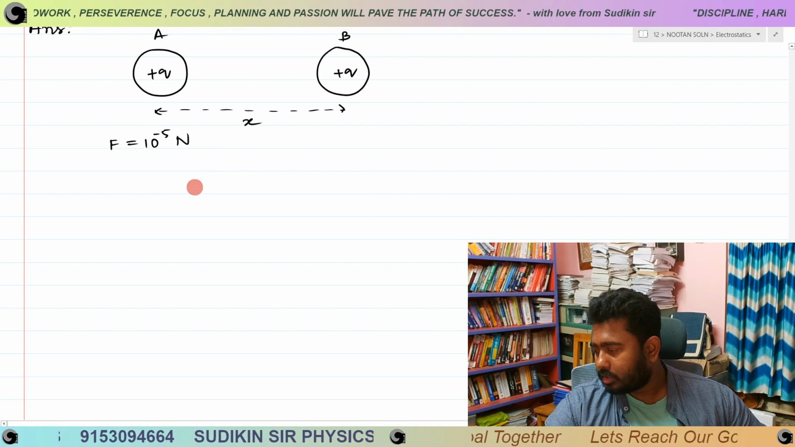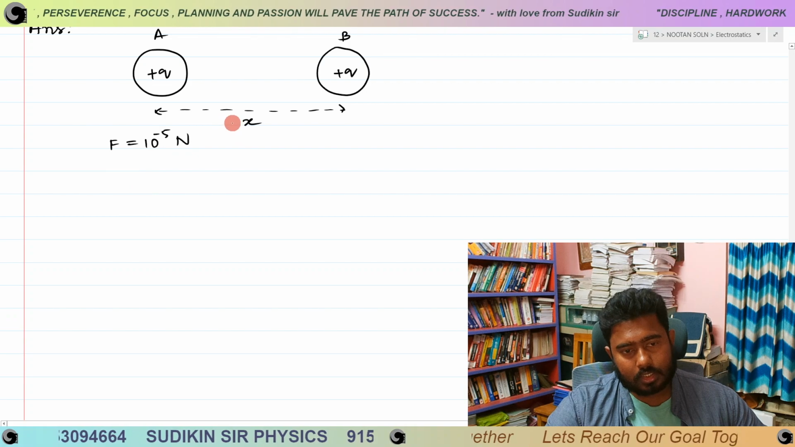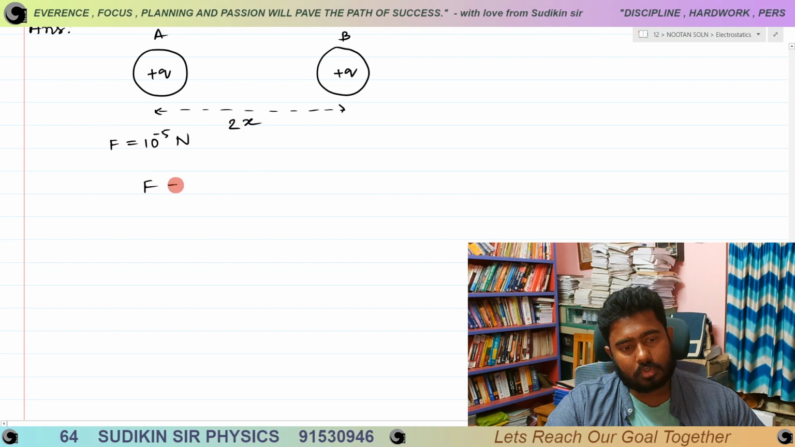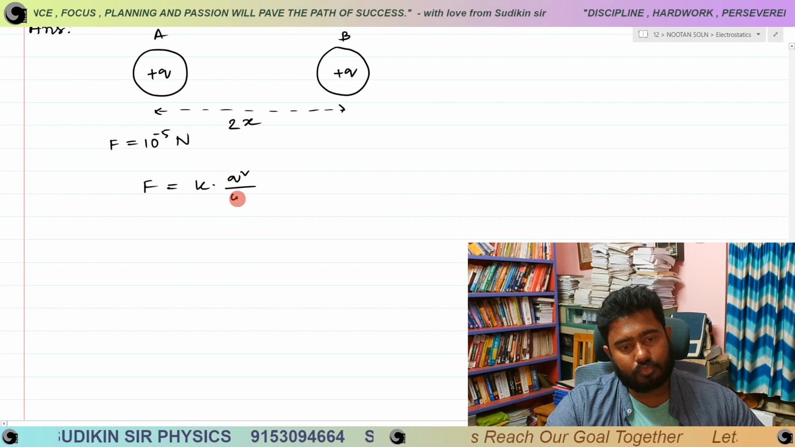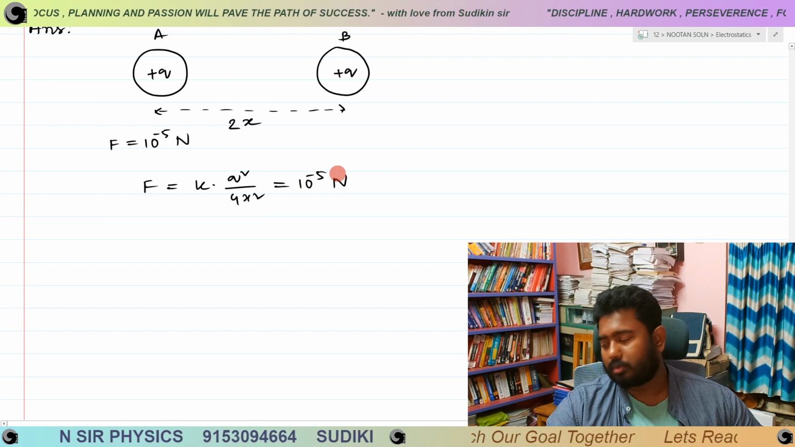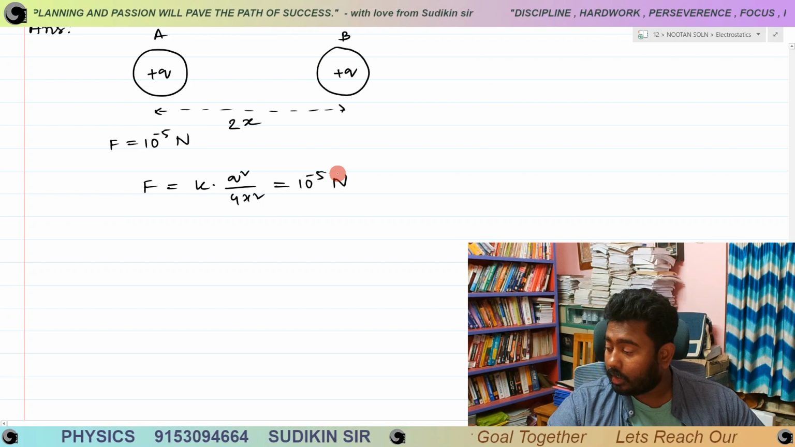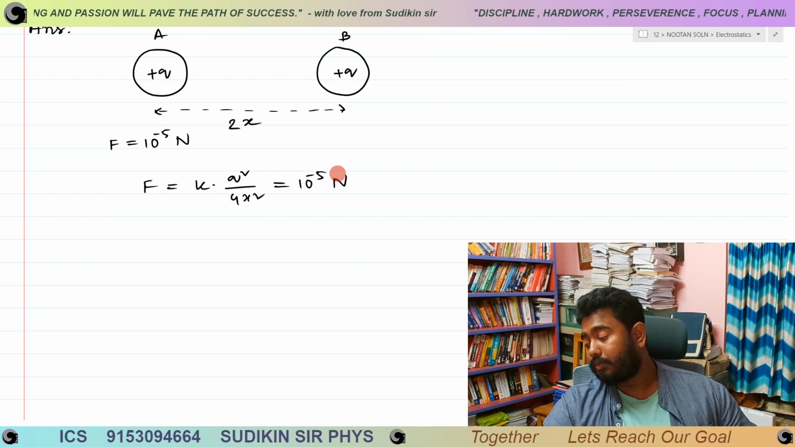So what happens is that, let us find out the relation. In this case also, let us take the distance as 2x, it will be easier. So the force will be k into q square by 4x square, whose value is 10 to the power minus 5 Newton. Now they're saying a third conducting uncharged sphere C of the same size is first touched with A.